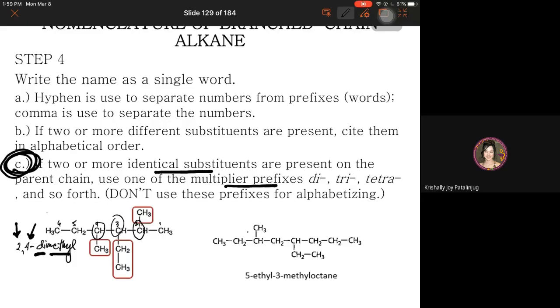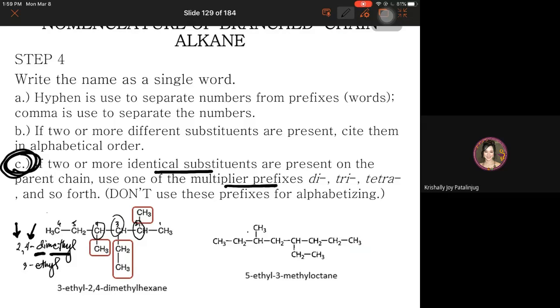And meron pang isang substituent. Ethyl on the 3rd carbon. Okay, so 3 ethyl. What do you think would be the name? Anyone? Very good. 3 ethyl, yes, very good. 3 ethyl, then 2,4-dimethyl hexane. So ito lang. Nasa inyo ang notes, no? Ang mga names.